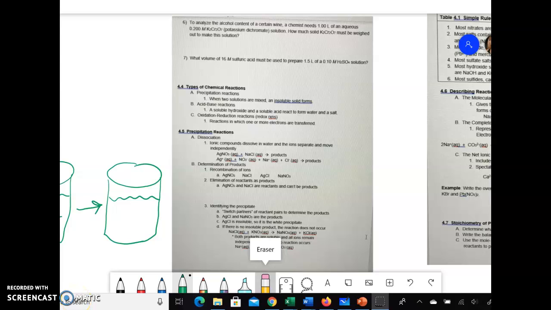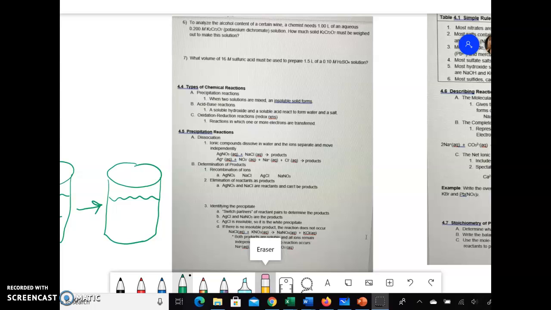The next section of chapter 4 is going to start to talk about some of the particular reactions that we're going to focus on. We're just going to do precipitation for today, and then we'll save acid-base for another day. And then oxidation and reduction you did not do in honors chemistry, so we'll spend some time working on that in the next few days. But today we're going to talk about precipitation reactions.